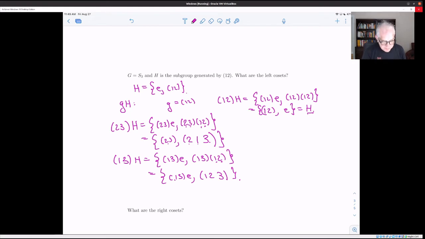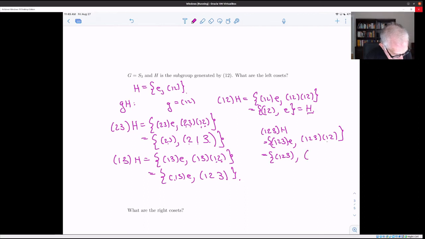What about the rotation? What if you multiply (1 2 3)H? Well, that's (1 2 3)E and (1 2 3)(1 2), which is (1 2 3). And then here you have, let's see, 1 goes to 2, which goes to 3. 3 goes to 1. So you have (1 2 3)(1 3), which is actually the same as this one.